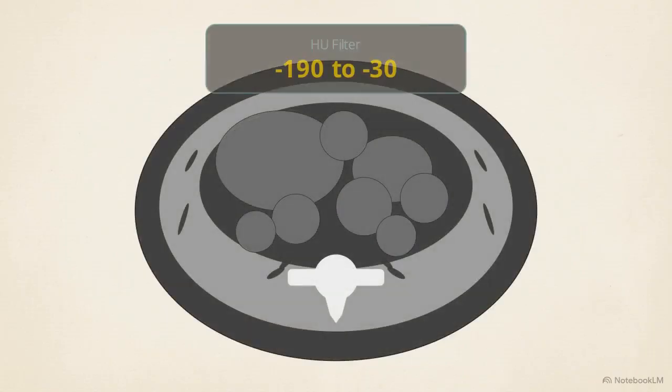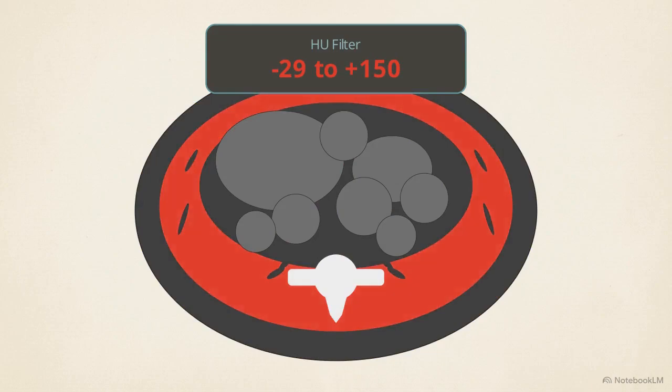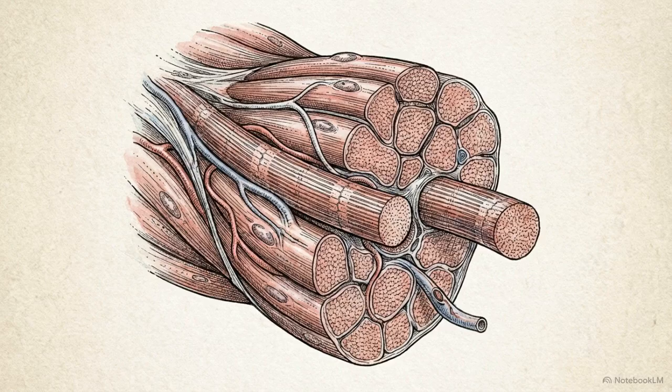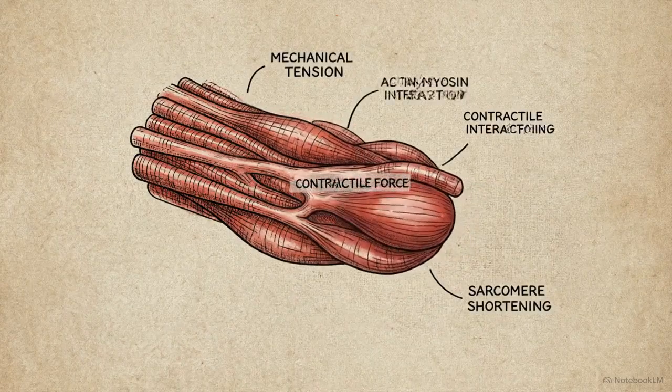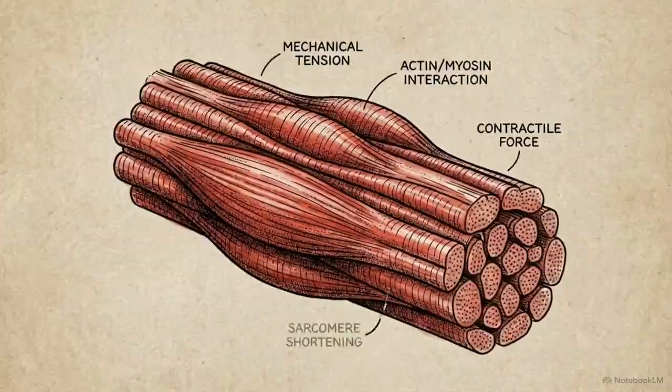We isolate specific adipose compartments directly on the CT by applying a rigid thresholding filter, capturing pixels between -190 and -30 HU. Shifting the parameters to between -29 and +150 HU perfectly isolates the skeletal muscle area. Volume is only half the equation. We must also look for myosteatosis, the fatty infiltration of muscle. We measure this via skeletal muscle radioattenuation, or SMRA. SMRA is the mean attenuation of the muscle tissue and serves as a direct indicator of muscle quality.